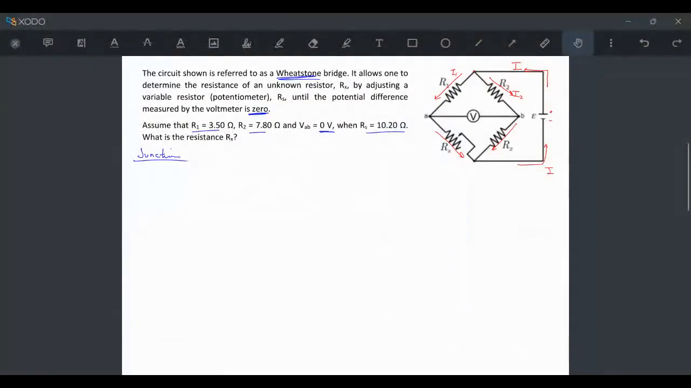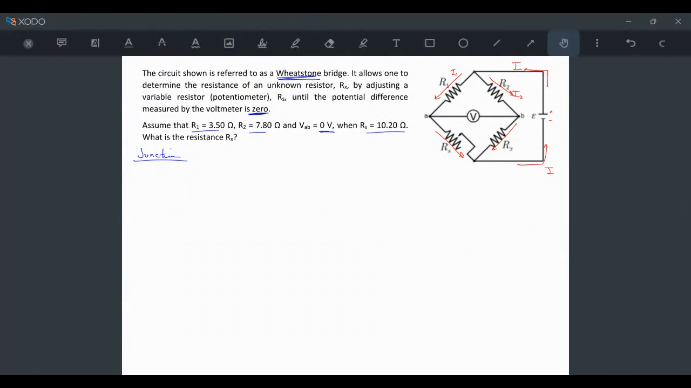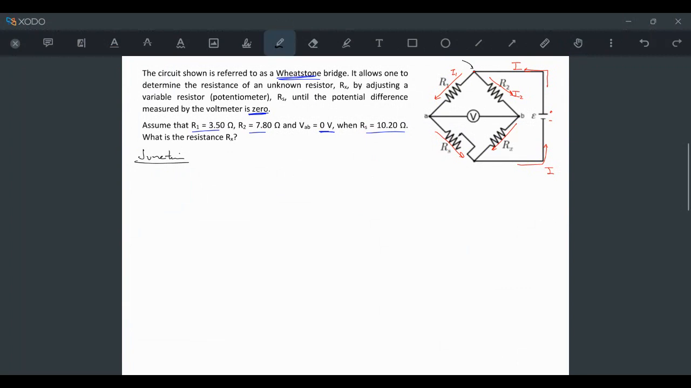With that in mind, we can write down, actually maybe I'll switch to black and we'll reserve blue for drawing the diagram. So we have the junction rule. The first junction that we encounter is right here.